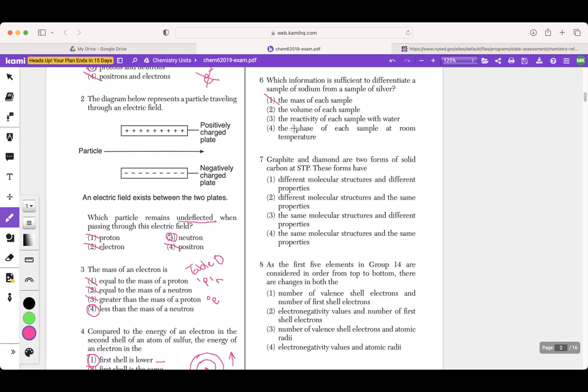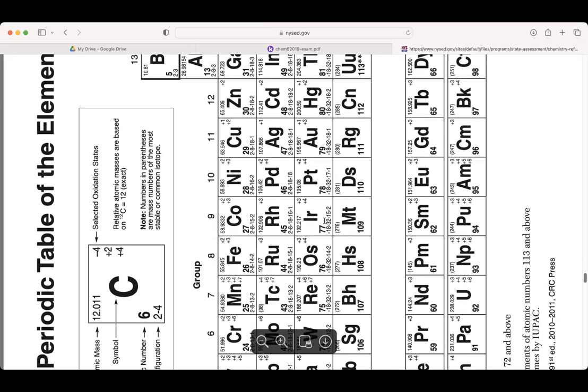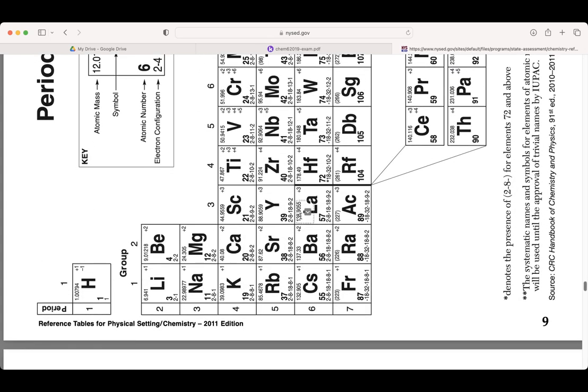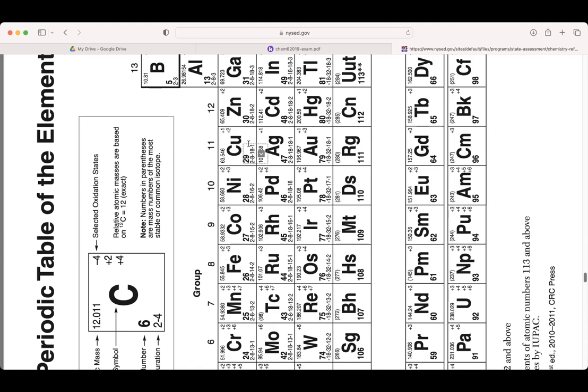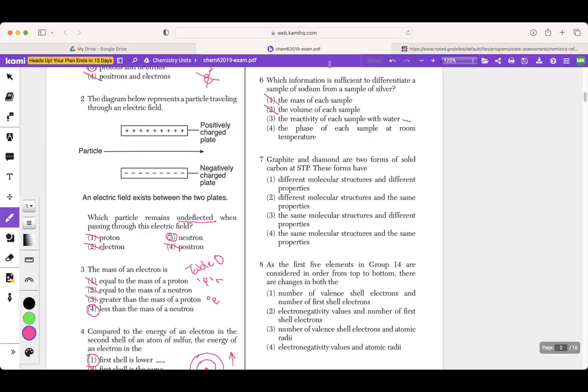So let's cross that out. Similar to asking about volume. If they're both, let's say, 50 milliliters, then they're both going to have the same volume. So we cannot differentiate by volume. All right, so now we're left with choice 3 and 4, reactivity of each sample with water. I'm going to mark that because elements in different groups are going to have different chemical properties. So if we look, sodium's over here in group 1. And if we look at silver, it's in group 11. So they're going to have different properties. So that's probably correct.